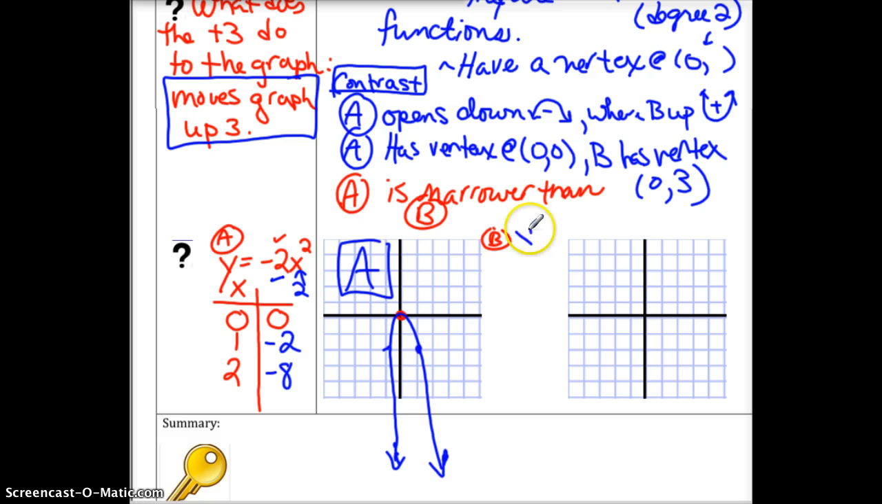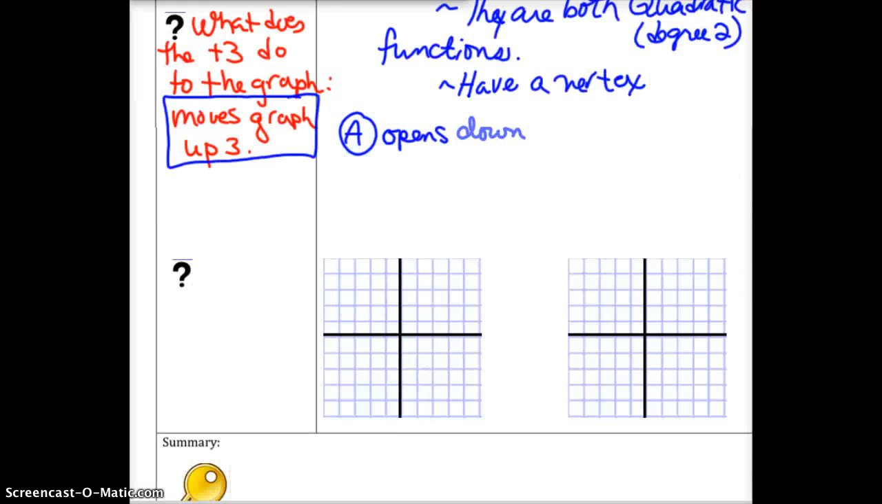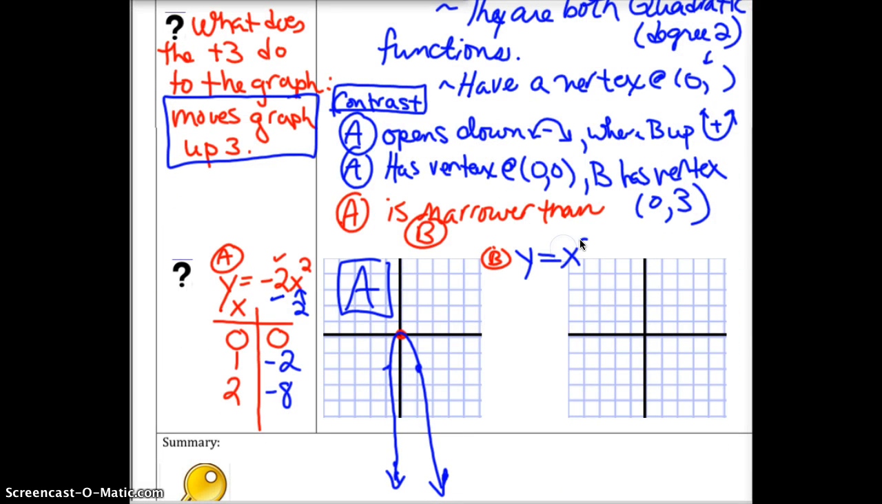Parabola B was y equals, I forgot what it was, I gotta scroll up here for a second. It was y equals just x squared plus 3. Right, so again, I make my table of values. My y is going to be equal to x squared plus 3. I'm going to use 0. 0 squared plus 3 is 3. So notice that vertex got pushed up 3 on the axis of symmetry.